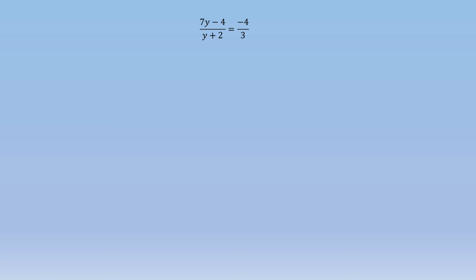7y minus 4 by y plus 2 is equal to minus 4 by 3. Now we need to cross multiply it. So 7y minus 4 into 3 and minus 4 into y plus 2. So when we finally do this, we get an equation like this, that is within the bracket 7y minus 4 into 3 is equal to minus 4 within the bracket y plus 2. After we do this, we need to distribute 3 and minus 4 among the terms that are inside the brackets.